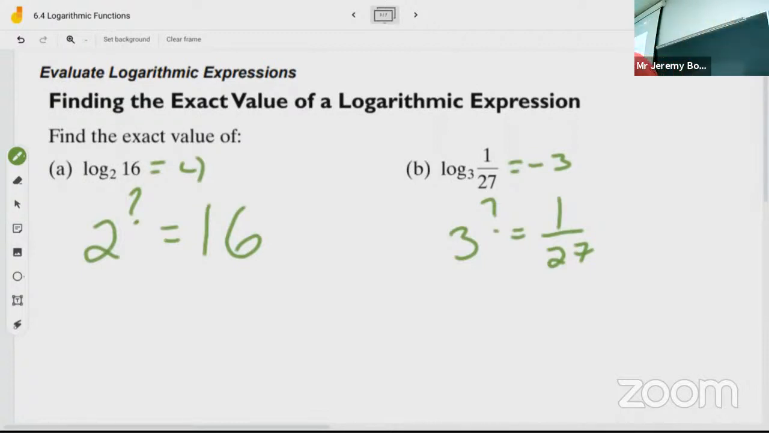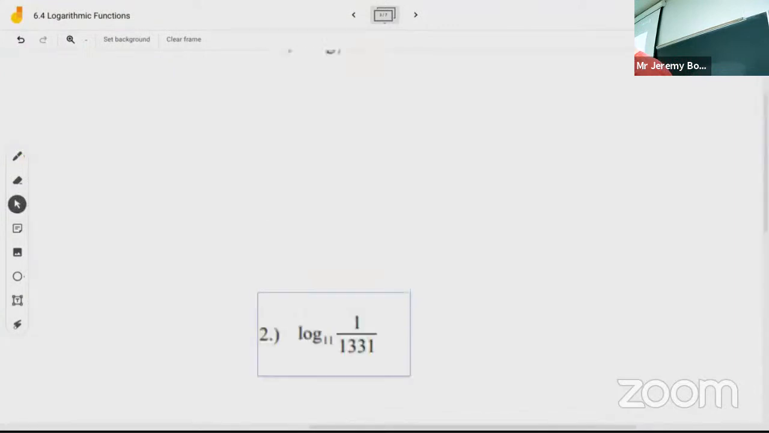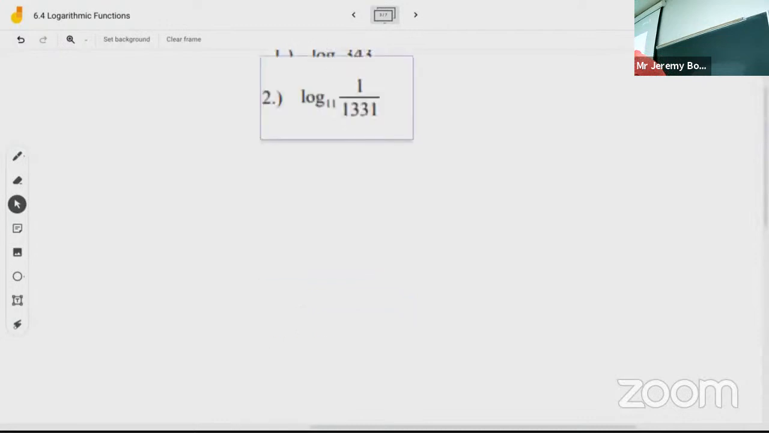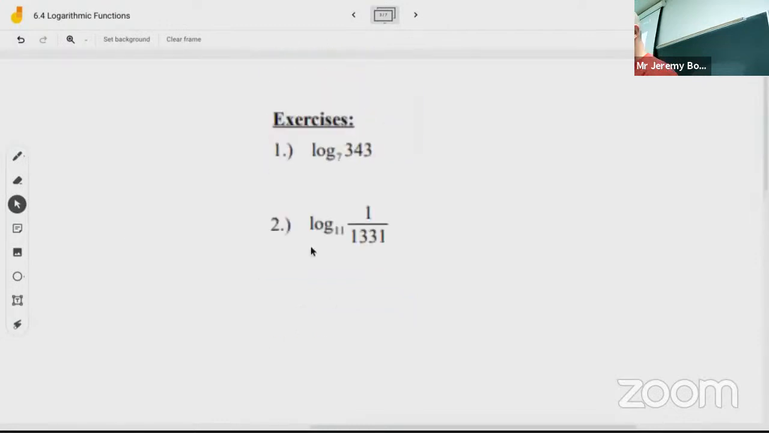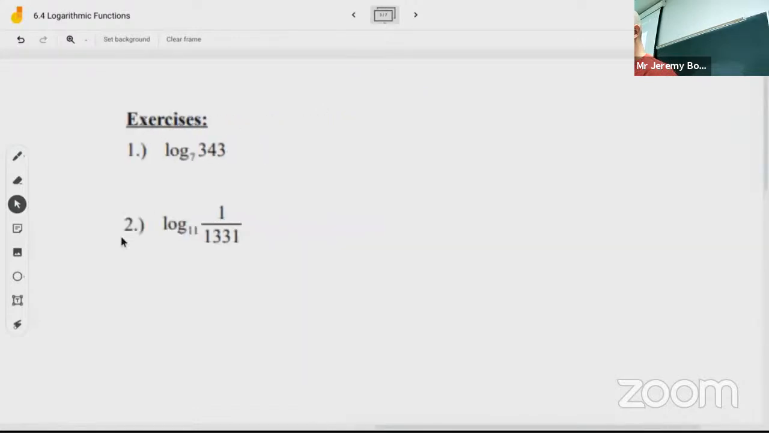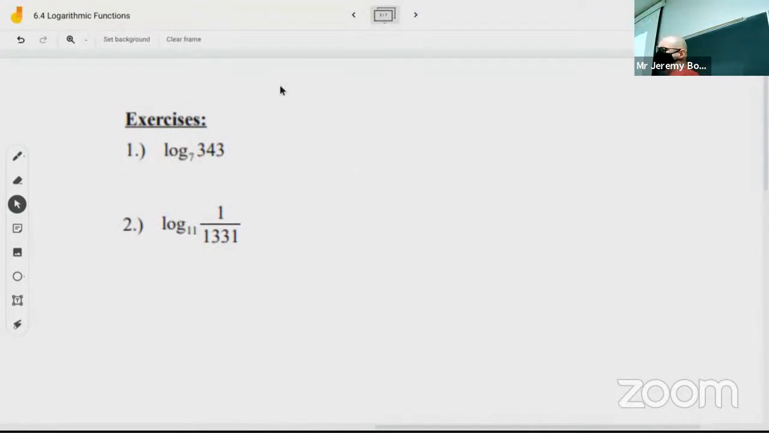And I think I got 2 for y'all to try. Let me bring up the other one. So give these 2 a shot. You've got log base 7 of 343 and log base 11 of 1 over 1,331.